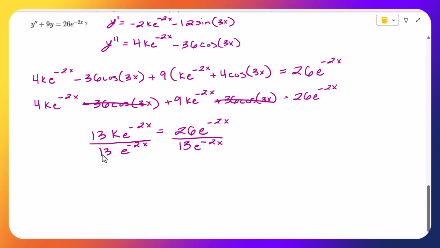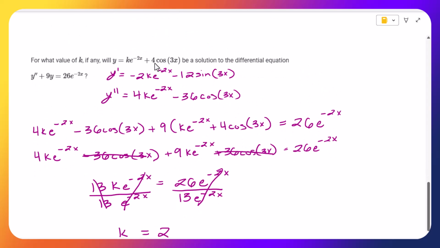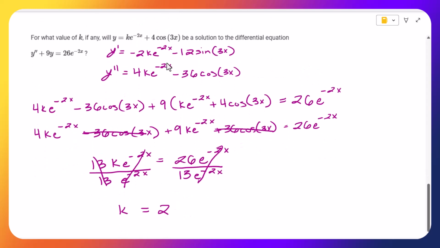13 divided by 13, that goes to 1, so this goes away. E to the negative 2x divided by e to the negative 2x, that goes to 1, so this goes away. And all we're left with is our k on our left-hand side. 26 divided by 13 is 2, and e to the negative 2x divided by e to the negative 2x, that's a common factor that simplifies to 1. So we're left with k equals 2. And so what value of k will make this a solution to our differential equation?